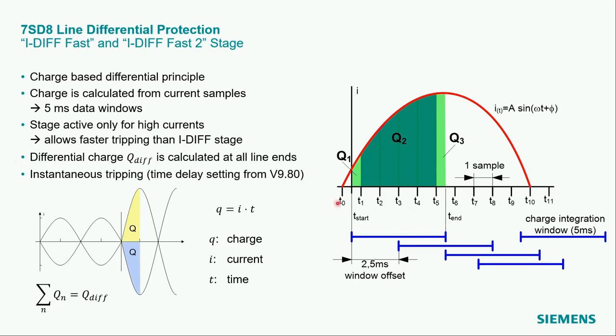Here you see a cut of the waveform and the different 5 milliseconds windows. Each of these windows has a 2.5 milliseconds window offset. The instantaneous tripping of the stage is sufficient. For special applications, we introduced in the version 9.80 also a time delay setting with very short times.